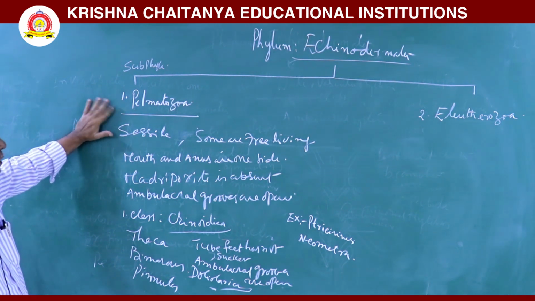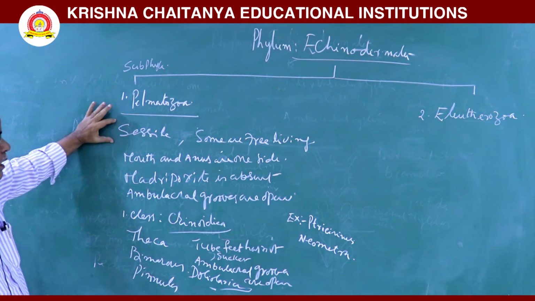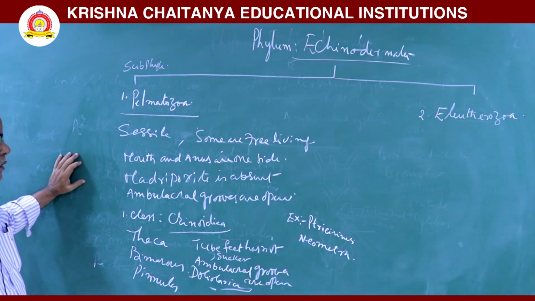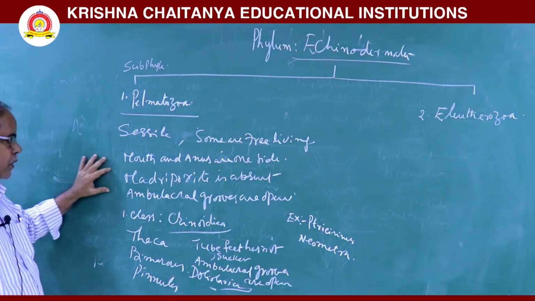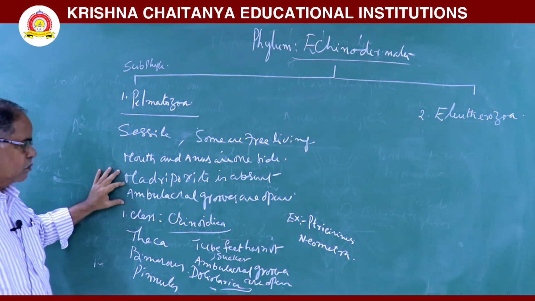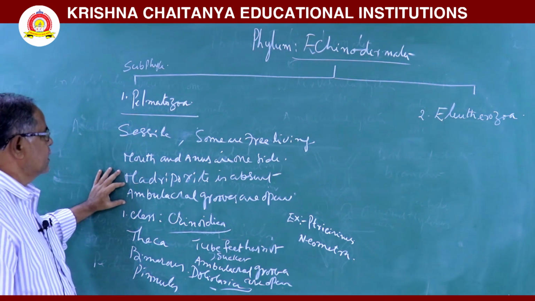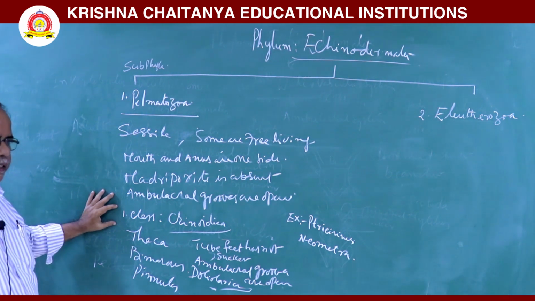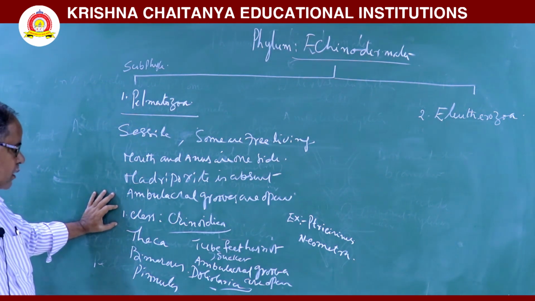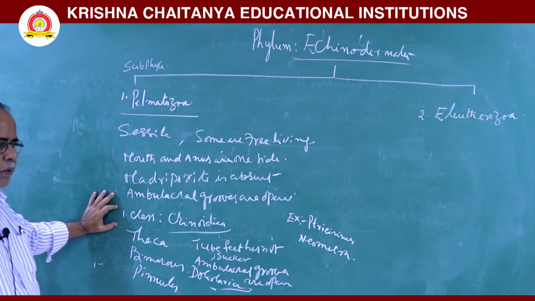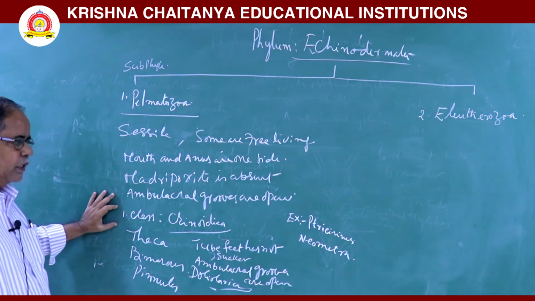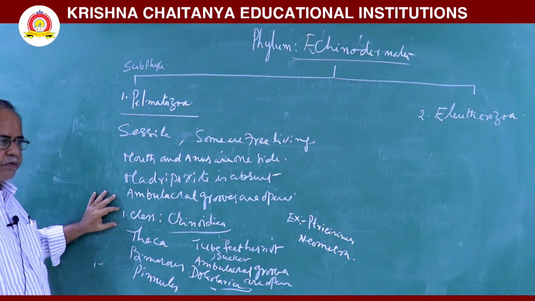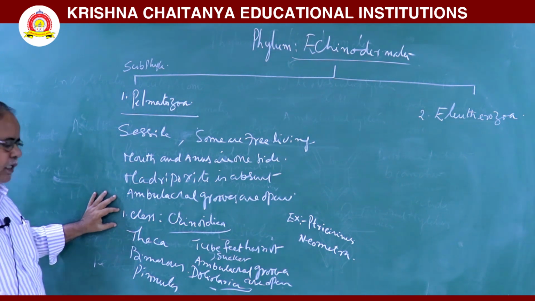So, in Pelmatozoa, some are sessile, some are free living animals. Mouth and anus are present on one side here. Madreporite is absent. Umbilical growths are open. In this subphylum, one class is included, that is Crinoidea. In this Crinoidea, primitive animals are there. Some are free living, some are sessile. Free living are feather stars, sessile are sea lilies.